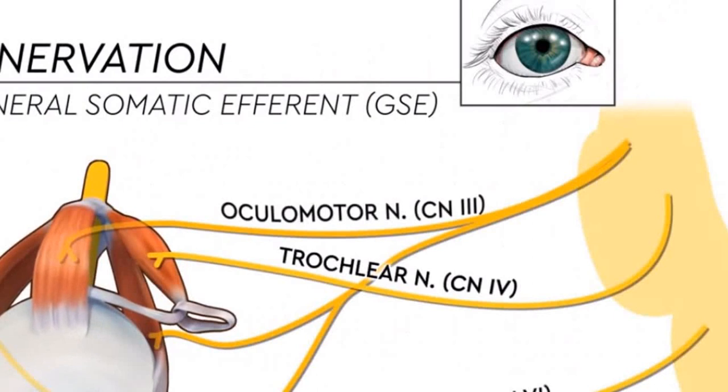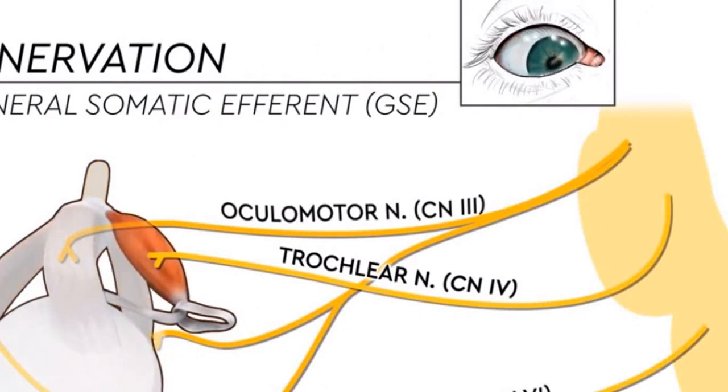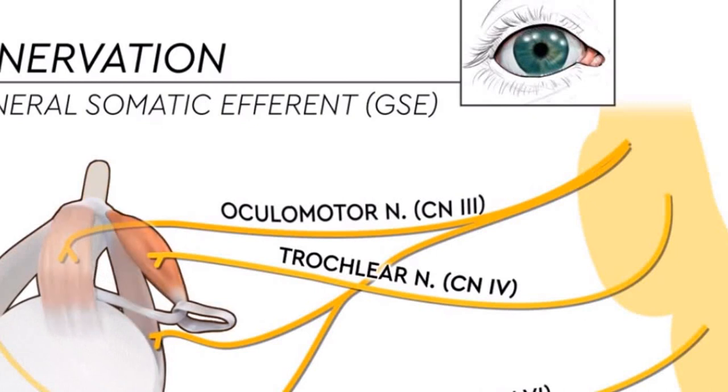A convenient way to remember this pattern of innervation is provided by the formula LR6SO4R3. That is, lateral rectus muscle is innervated by cranial nerve 6, superior oblique muscle is innervated by cranial nerve 4, and the remaining muscles are all innervated by cranial nerve 3.